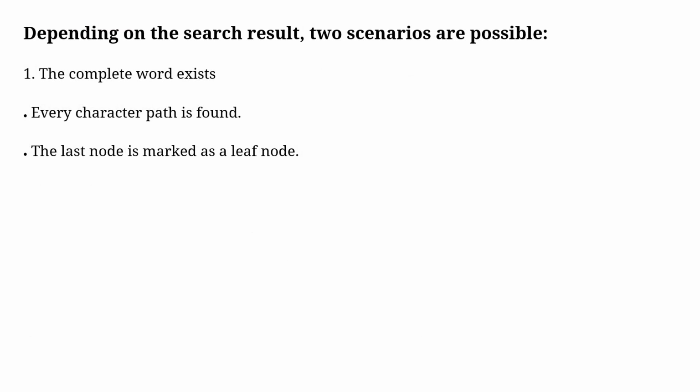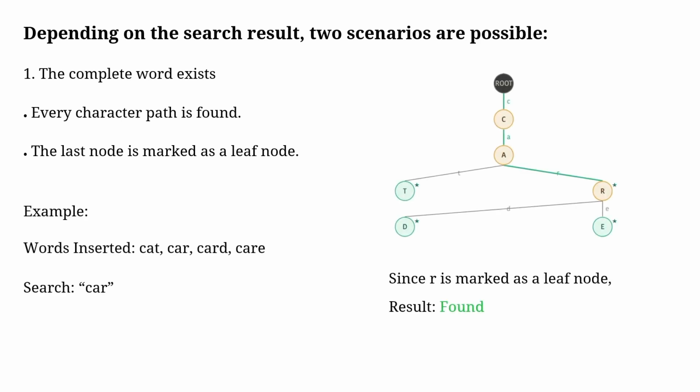There are two possible cases when we perform a search. The first case is when the complete word exists. In this situation, every character path can be found successfully and the last node is marked as a leaf node. Let's look at an example. Suppose the words cat, car, card, and care have already been inserted into the trie. Now we search for the word car. We follow the path C, then A, and finally R. Since the node R is marked as a leaf node, the trie confirms that car is a complete stored word. So the result is found.